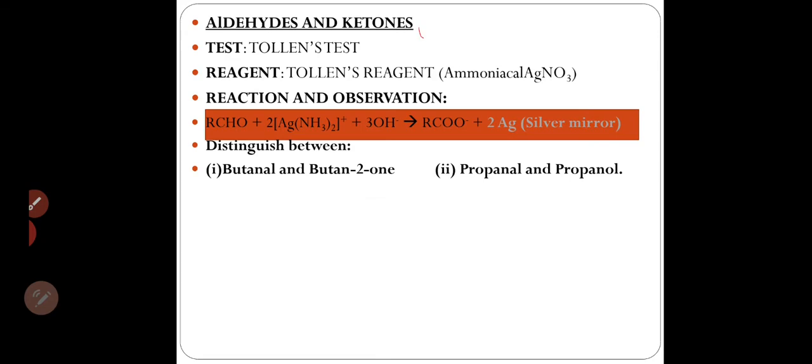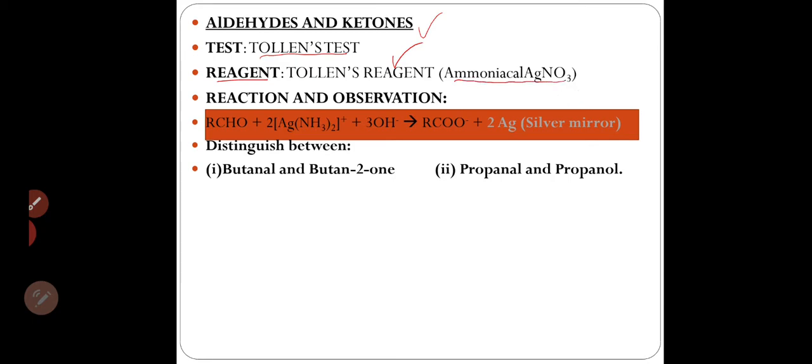Now next, again aldehyde or ketone. There is one more test to distinguish between the two, or to identify your aldehyde or ketonic group. And what is that test? Tollens reagent test. Tollens test. And what is the reagent used? Tollens reagent. And what is Tollens reagent? Ammoniacal AgNO3.